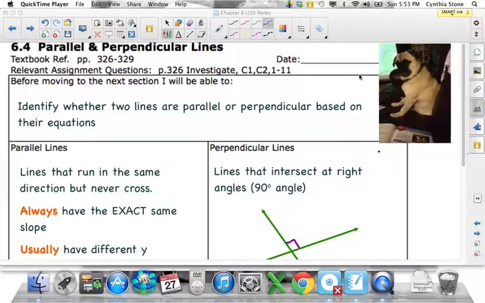Grade 9 academic course, parallel and perpendicular lines. And basically we're going to identify, based on an equation, whether lines are parallel or perpendicular. Okay, that's the goal for today.